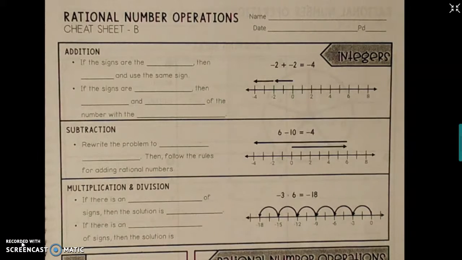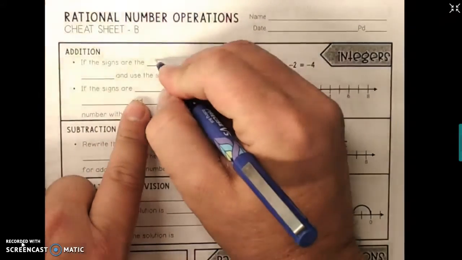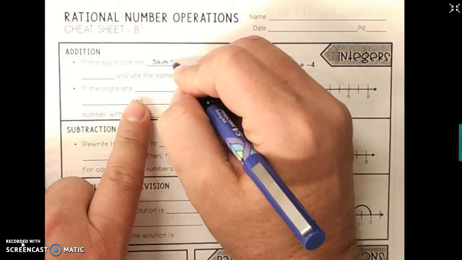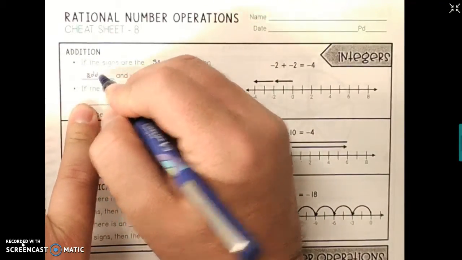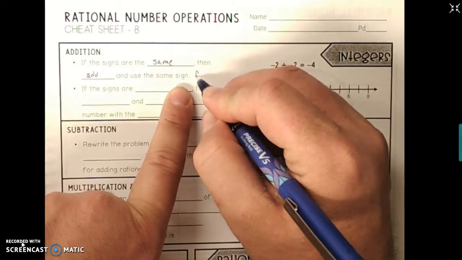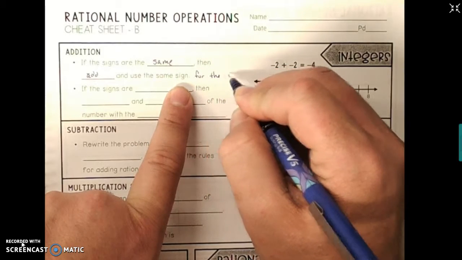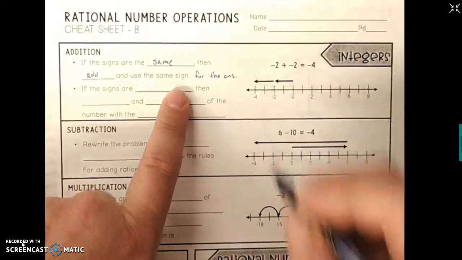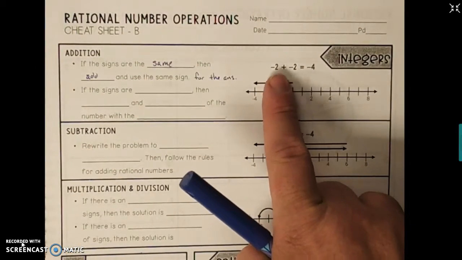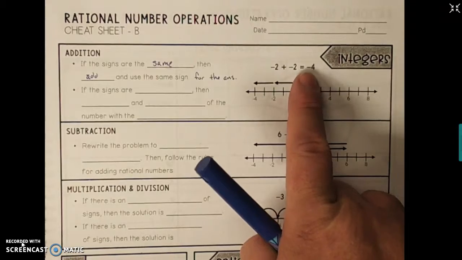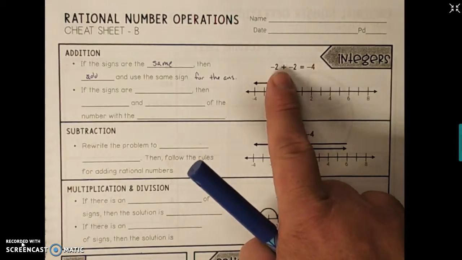Okay, now we're going to look at the cheat sheet for rational number operations. So we're dealing with integers here. If the signs are the same, then you add the numbers and you use the same sign for the answer. So if you have -2 plus -2, you're going to add the numbers to get 4, and your answer would be negative because they're both negative.